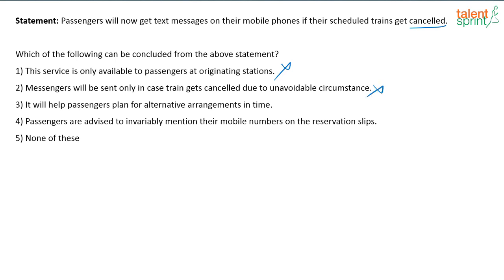Now, it will help passengers plan for alternative arrangements in time. Yes, this conclusion seems to be true, correct? Why is this text message even given to passengers? Otherwise they will come to the station, wait there and then come to know the train has been cancelled. Or if they are going somewhere very urgently, they can make alternate plans to reach there on time. So that is why, to help passengers, this text message is given. So it is done to help the passengers basically. So the third option is our correct option.